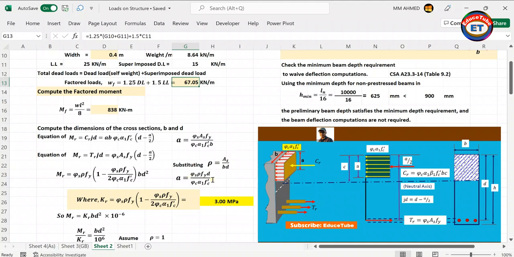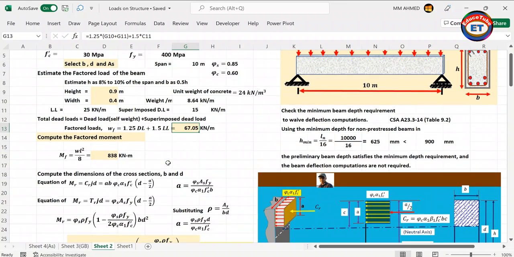So once we wrote rho bd, then b and b will be cancelled. So this will be the remaining. So we know now what is a. Now this a we will substitute here, we will get these equations. Factored moment resistance.